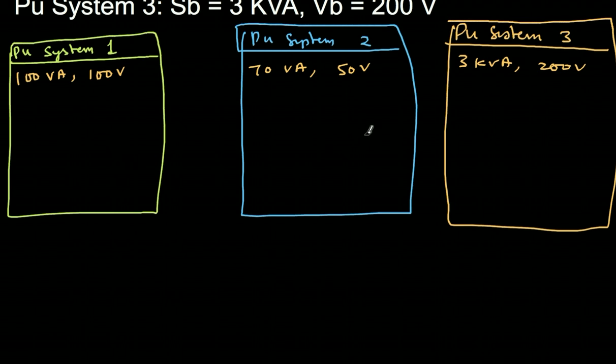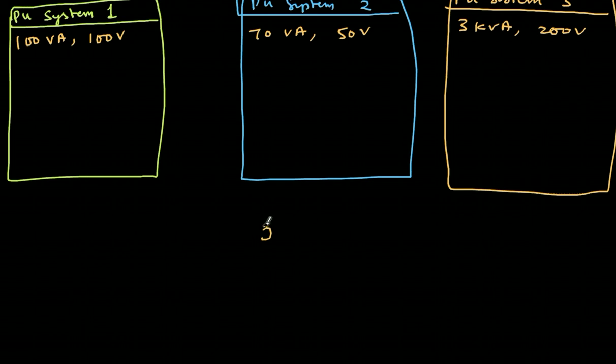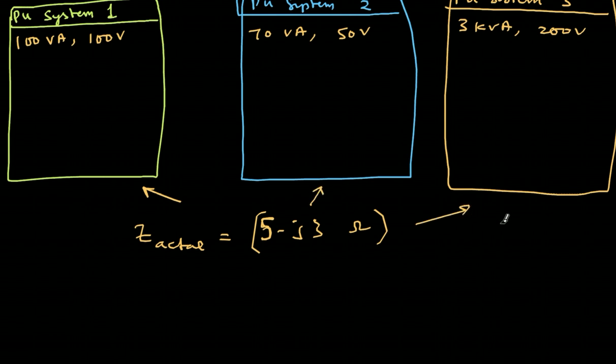Now the actual impedance is how much? 5 plus j5 minus j3 ohms. So this is the Z actual. I can convert it into this, this, or this. So let's do that for the first case. What is the Z base here? Z base will be nothing but V base square divided by S base.